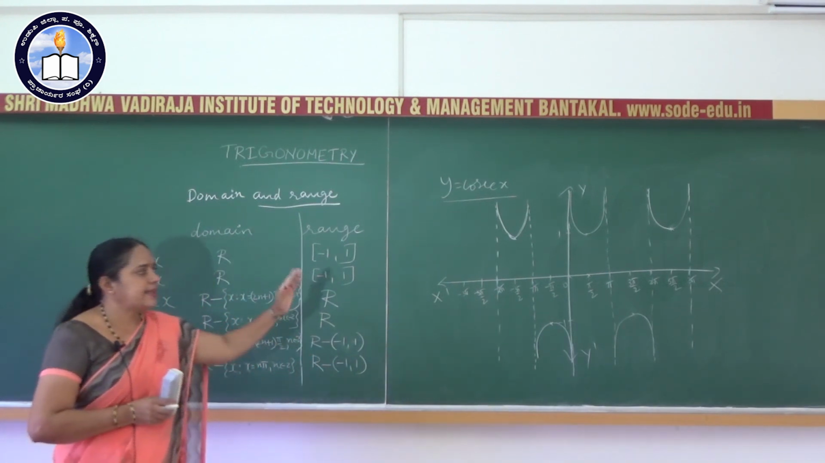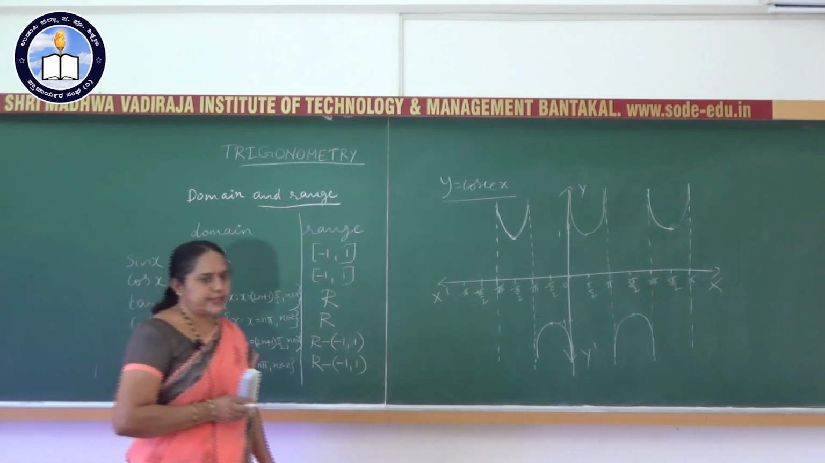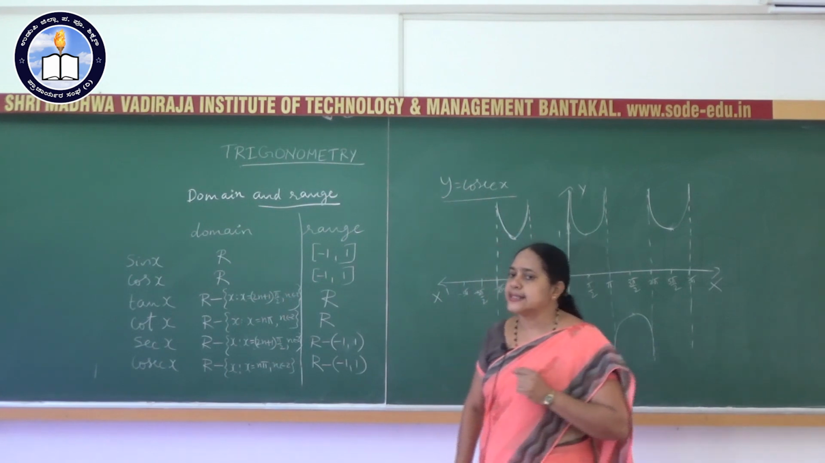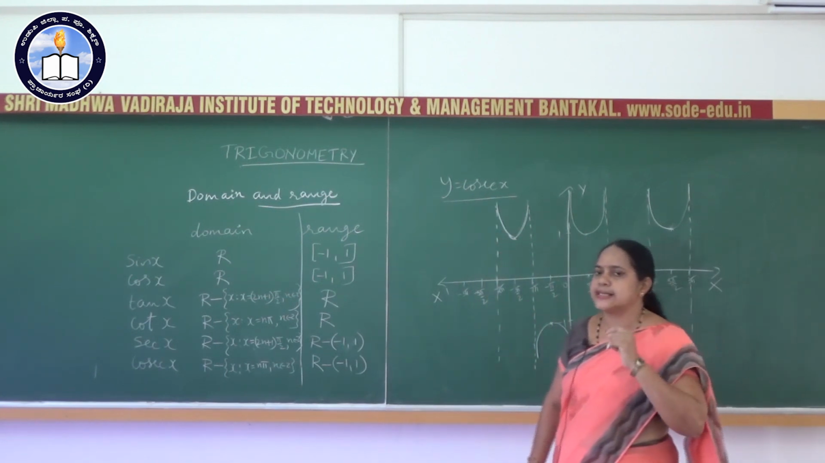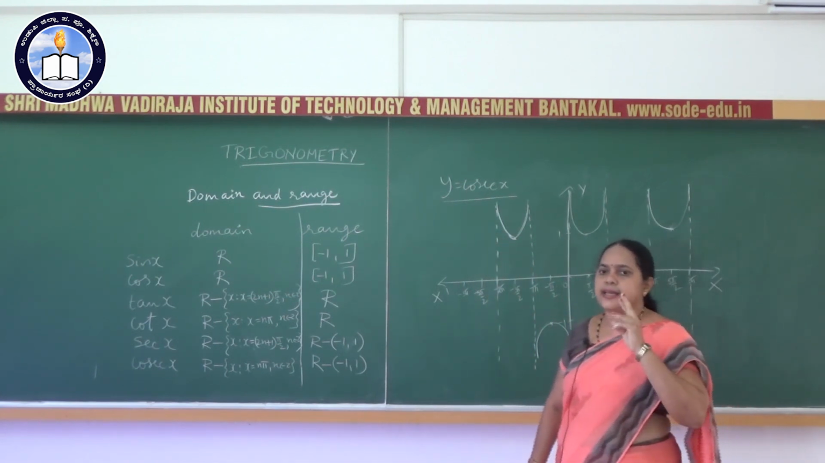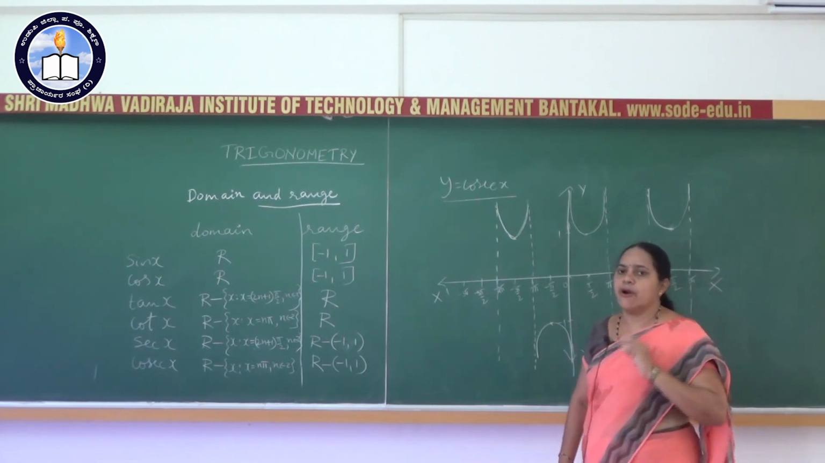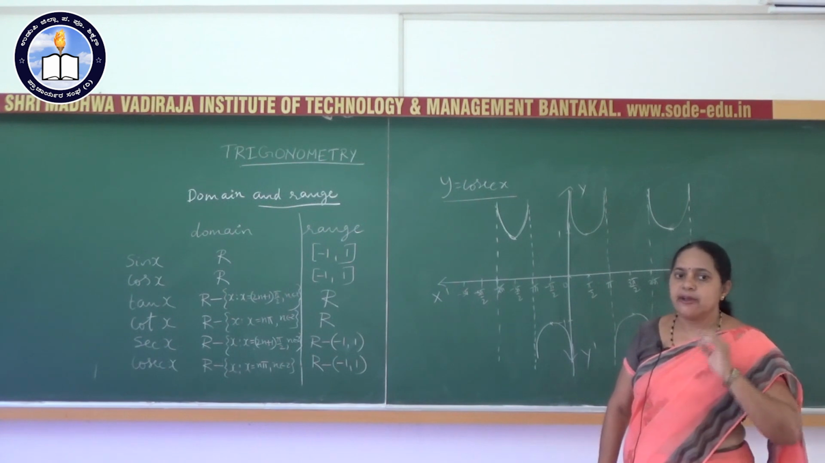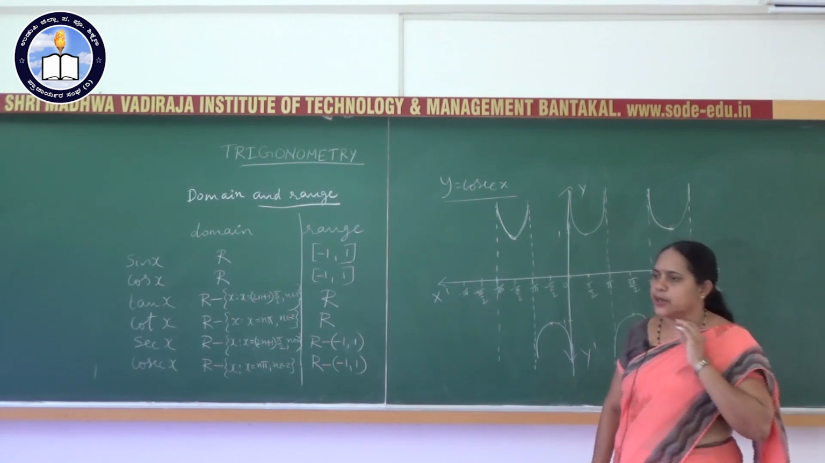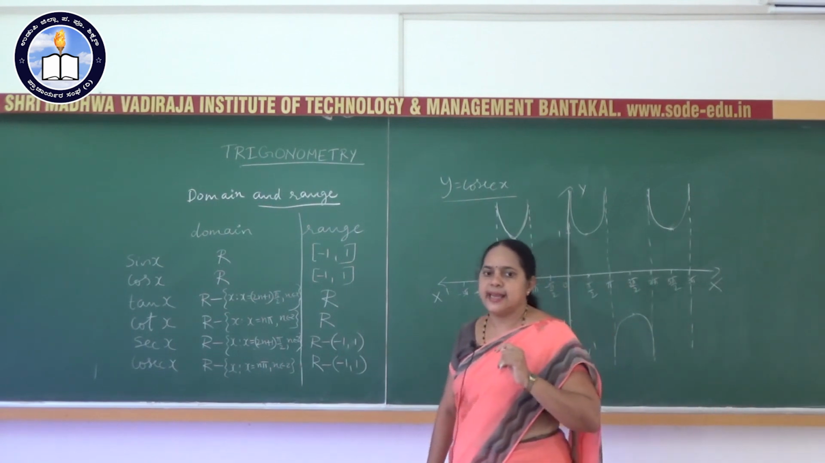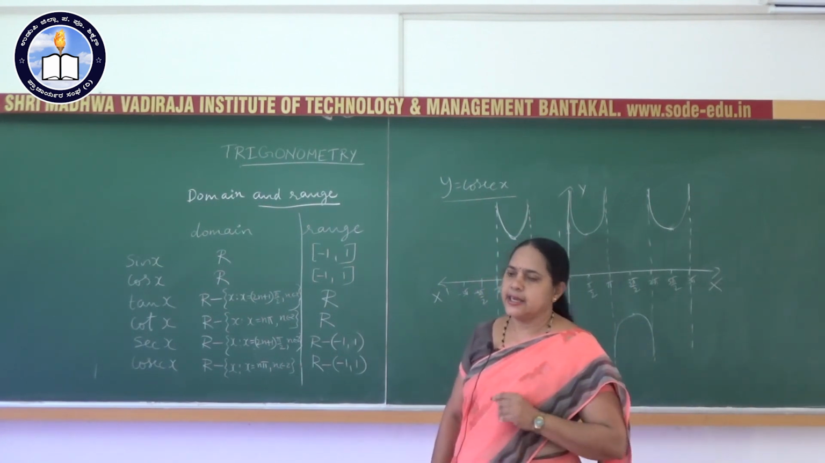These are the graphs of trigonometric functions. In these graphs, the graphs of sine x and cos x are very, very important. They are 3-mark questions. Draw the graph of y is equal to sine x, where x belongs to R, or draw the graph of y is equal to cos x, where x is any real number.